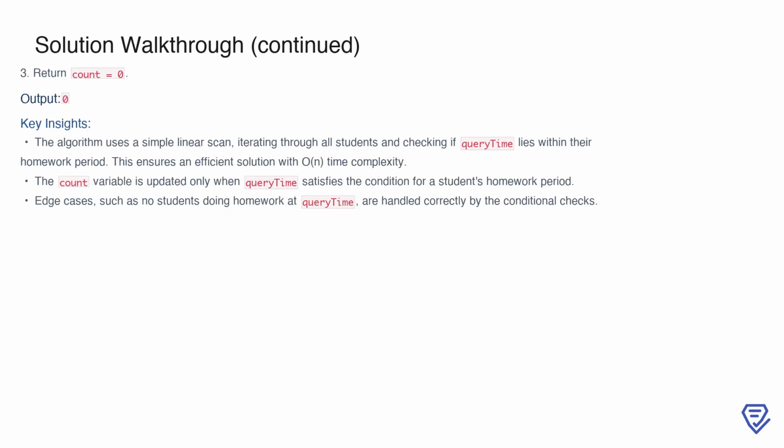From these examples, we can see that the algorithm works by iterating through each student and checking if query time falls within their homework period. This process is efficient, as it only requires a single pass through the list of students, giving us a time complexity of O(n). The count variable is updated only when the condition start time[i] ≤ query time ≤ end time[i] is true. This ensures that the solution handles all cases correctly, including edge cases where no students are doing homework at query time. This approach is simple, clear, and guarantees accurate results for any valid input.